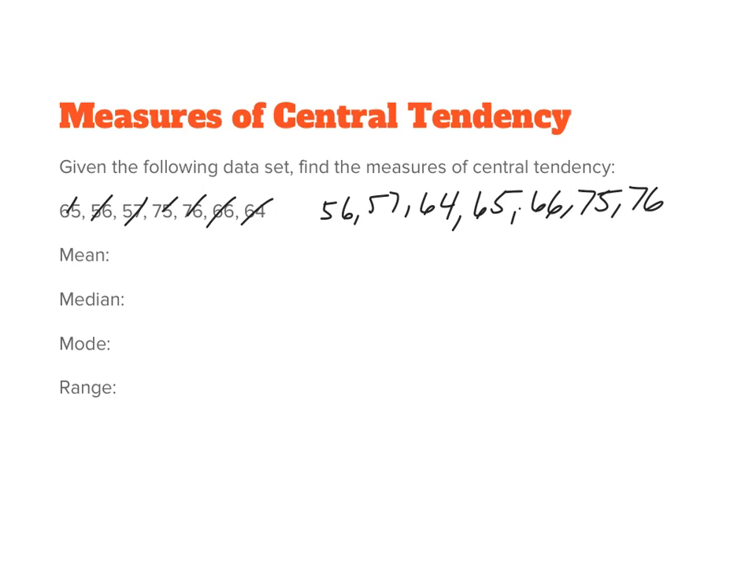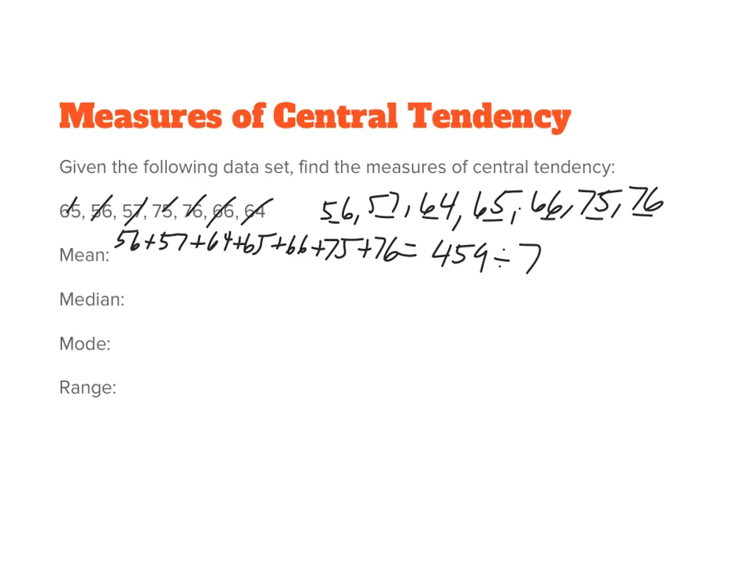Now to find the mean, I take all of these numbers and I add them up. So I'm going to take 56 plus 57 plus 64 plus 65 plus 66 plus 75 plus 76. And if I type that into my calculator, I get an answer of 459. What I'm going to do with that is divide it by the number of values I have. So I've got 1, 2, 3, 4, 5, 6, 7. So I'm going to divide that by 7, and I'm going to get an answer of about 65.57. We're going to round to 2 decimal places here.